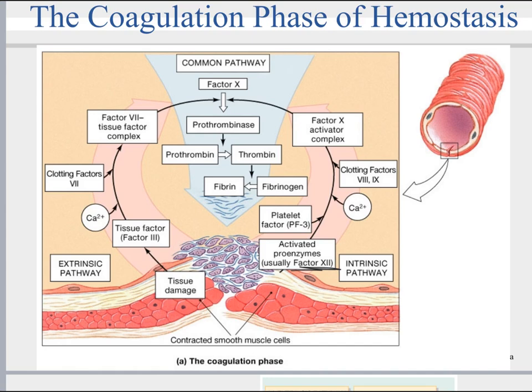Finally, factor 8, which is antihemophilic factor A, being secreted from the platelets and the endothelial cells, combines with factor 9, antihemophilic factor B, or plasma thromboplastin, to form an enzyme complex that's going to activate factor 10, again, that Stuart-Prower factor, or thrombokinase. Again, by activating factor 10, we are now converged back on, or leading back to, the common pathway.